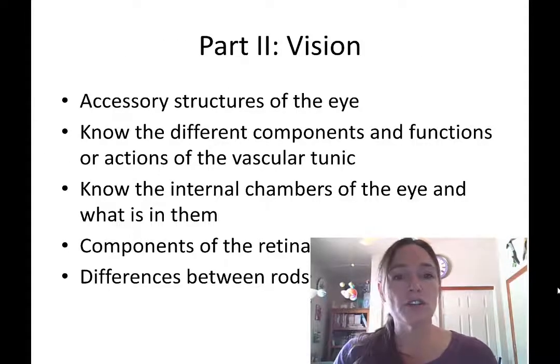For vision, you should know the accessory structures of the eye. That means your palpebra, which is your eyelids. We have the conjunctiva, which is our blood vessels that are serving the outside of the eye and goes to the inside of our eyelids. We have the muscles that are moving our eye around.